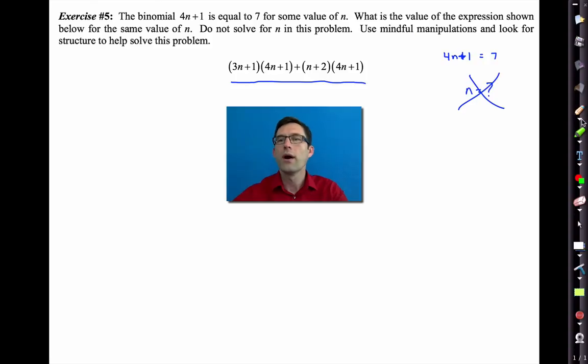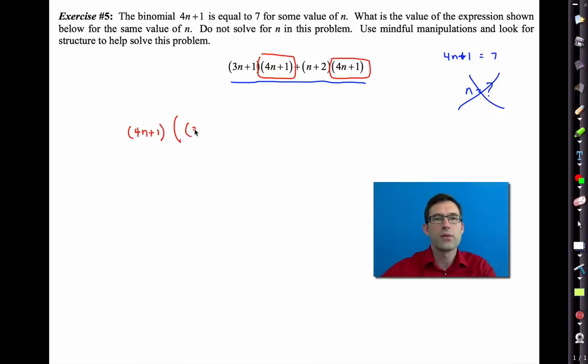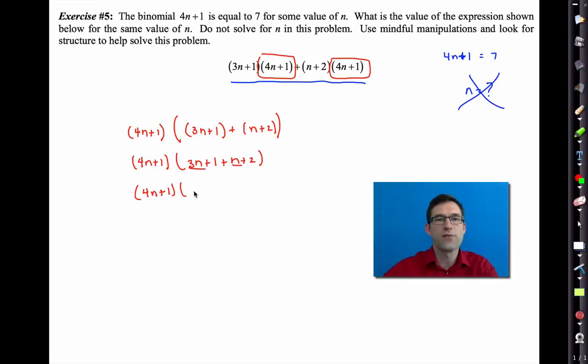All right, let's play around with it. Well, if we do what we did in the last problem and see that 4n plus 1 is common to both of these, then we'll just pull that right out. What are we left with? Well, we're left with 3n plus 1, and we're left with n plus 2. Thankfully, we're not left with subtraction. So let's clean this up a little bit. Because we're not left with subtraction, we can effectively get rid of both sets of parentheses. And hopefully you're comfortable enough now that you can say, well, 3n and n is 4n, plus 1 plus 2 is plus 3. Well, okay, I mean, I know what 4n plus 1 is, but what's 4n plus 3?